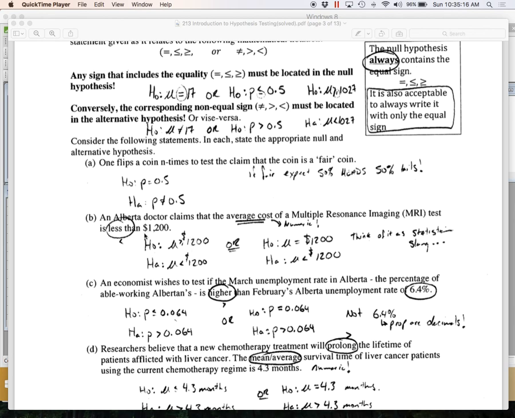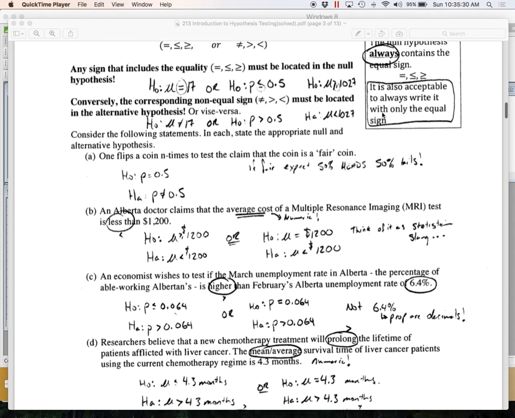Therefore, here is the hypothesis. Mu is greater than or equal to $1,200. Alternatively, mu is less than $1,200. See how the equal sign must go in the null. Okay, there is another way to write this. It's always acceptable to write the null hypothesis with just the equal sign. You can also write it this way.